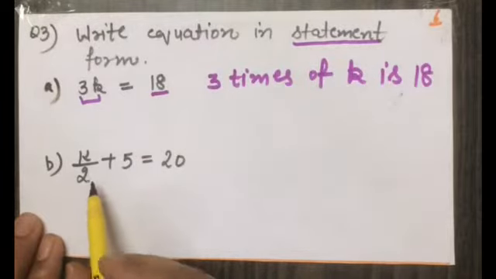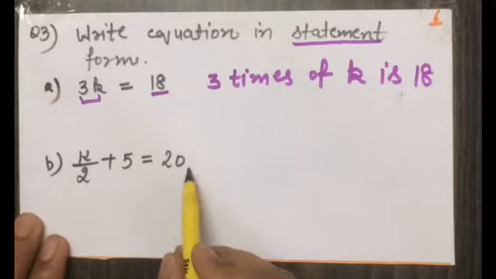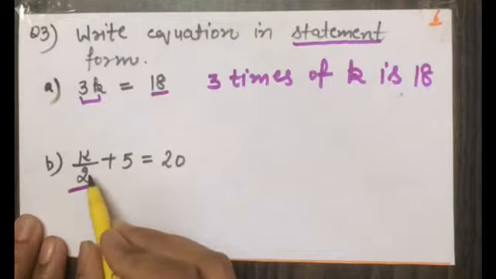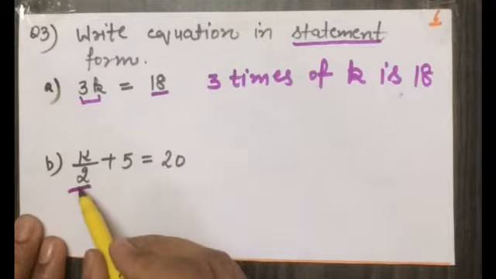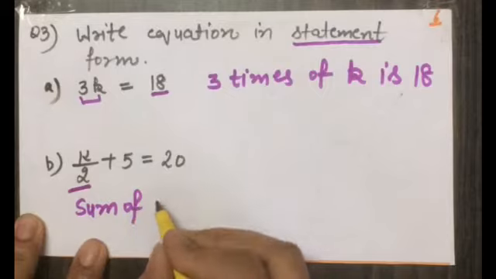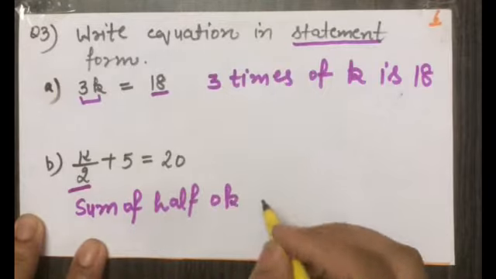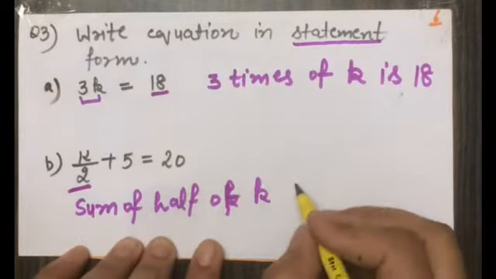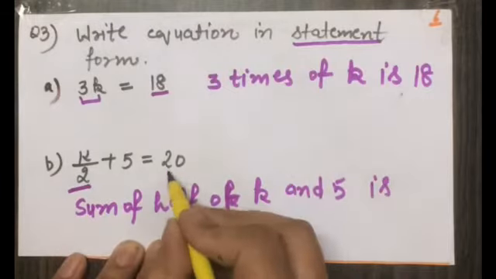The next equation is k by 2 plus 5 is equal to 20. We can write this as the sum of half of k and 5 is 20. K by 2 means half of k, plus 5.